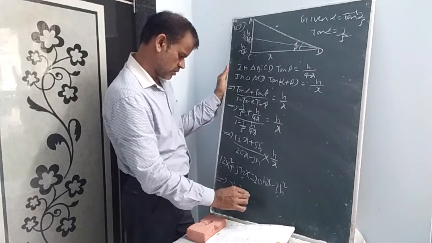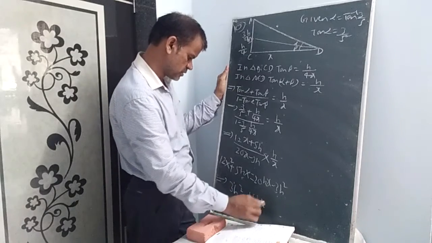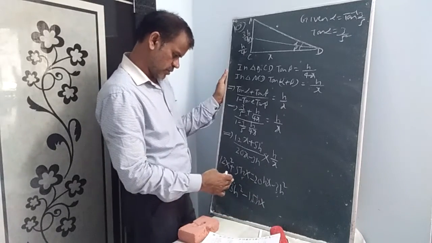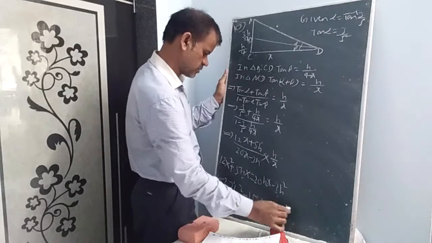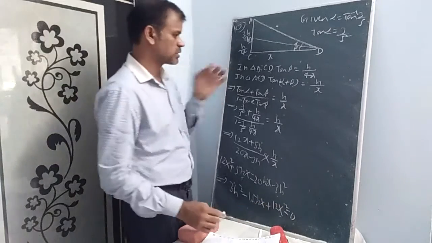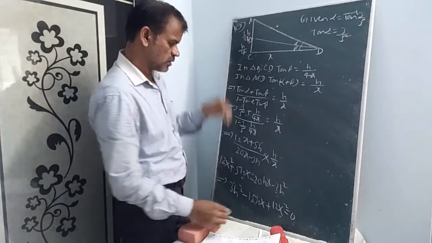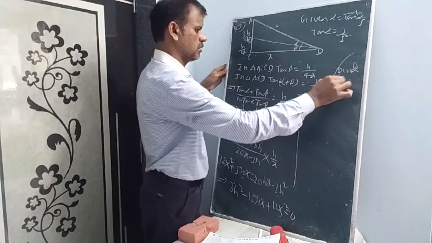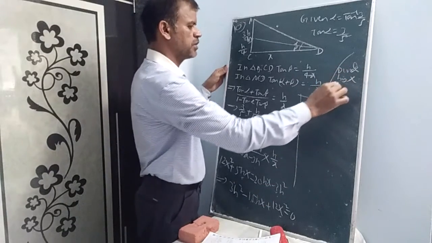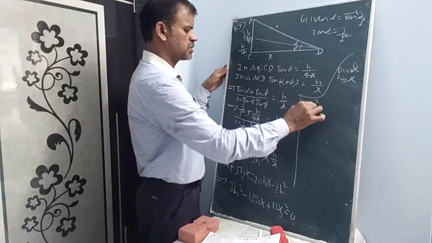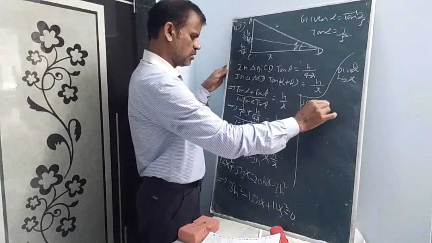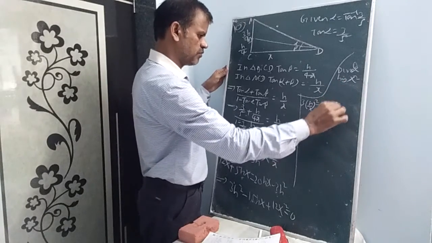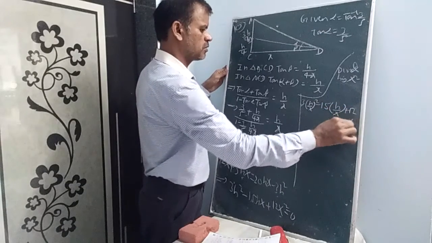3h square minus 15hx plus 12x square equal to 0. So let us divide by x square. Then it becomes h by x: 3 into (h by x) whole square minus 15 into h by x plus 12 equal to 0.